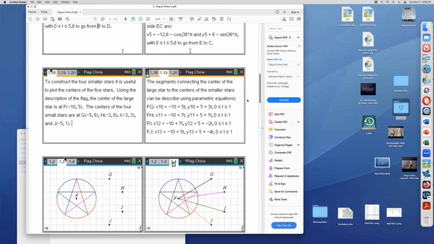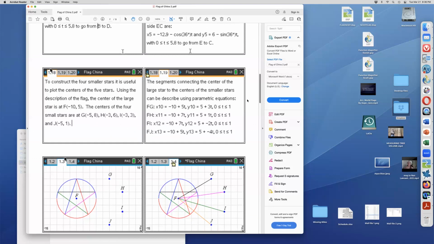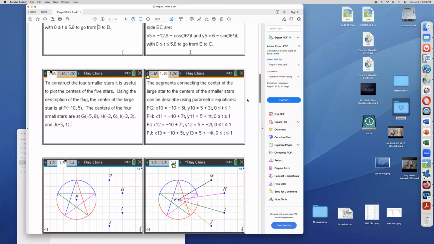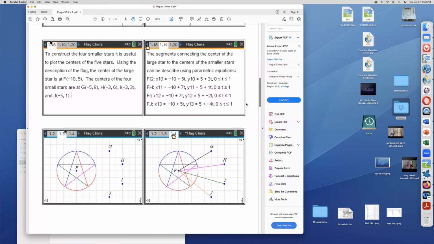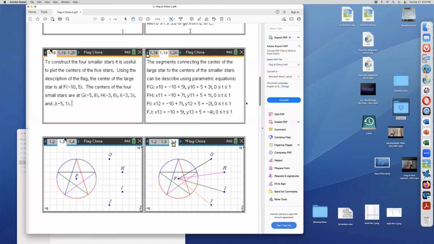So after we find the sides, then we're interested in finding the smaller circles and smaller stars. The first thing I did was, again, use how the flag is specifically described to put the centers of the big star and the 4 small stars arranged on the screen and labeled, and you can see that. Then it's going to be very useful to have the segments that are connecting the center of the large star with the center of each of the 4 small stars. And so I set that up.